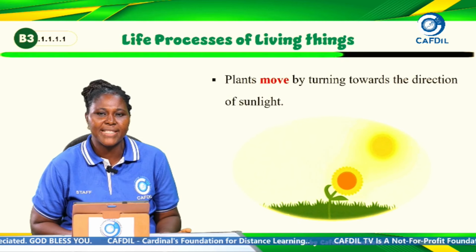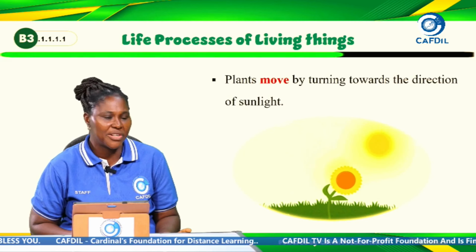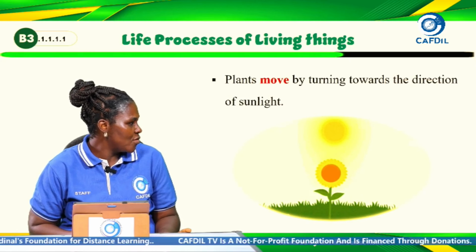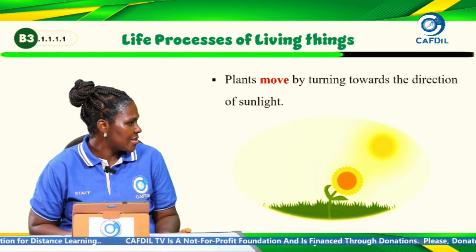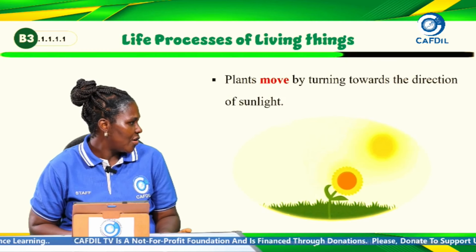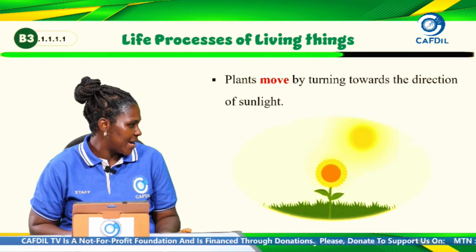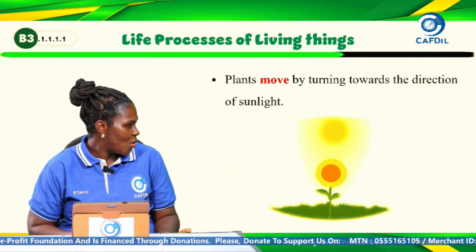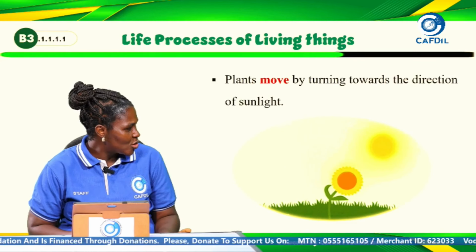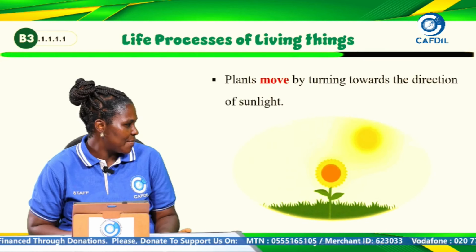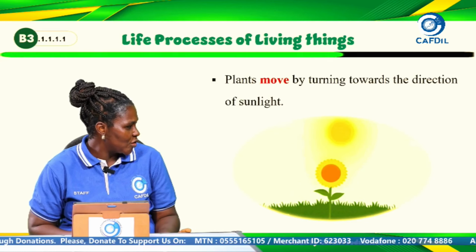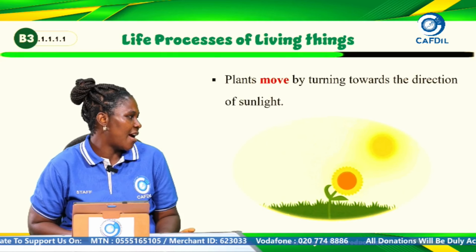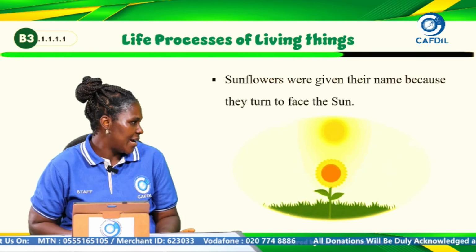Plants move by turning towards the direction of sunlight. So look at this plant, sunflower. Look at the sun. As the sun moves to one direction, the plant will also move. So plants move by turning towards the direction of sunlight.